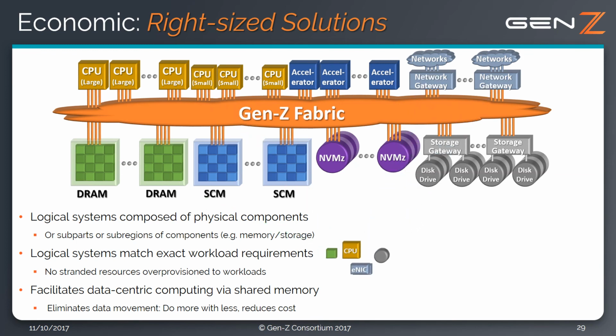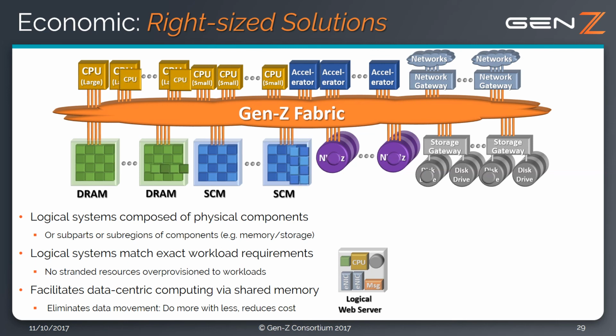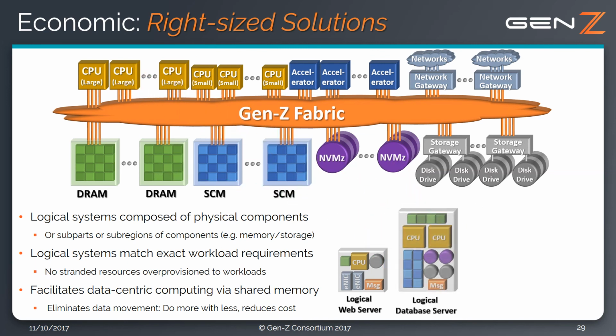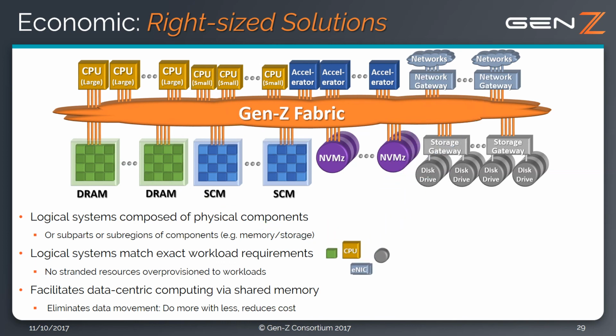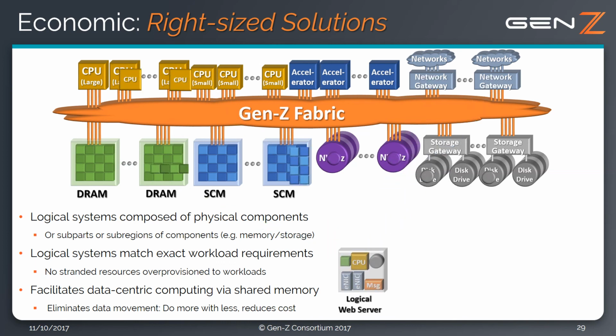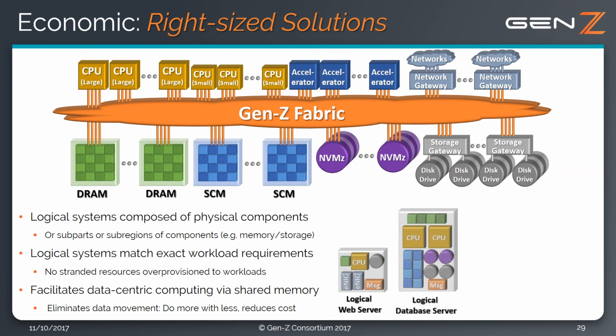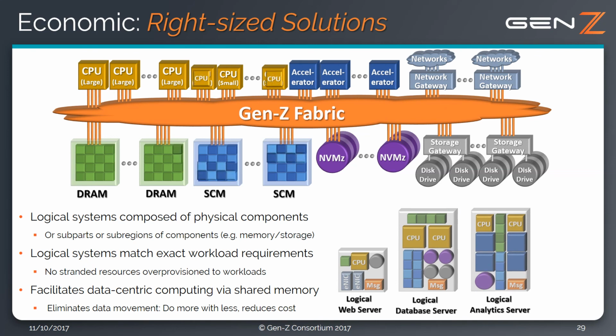Finally, Gen Z is economic in its ability to deliver right-sized solutions. What we mean by that is that Gen Z allows us to do for physical infrastructure what we've been doing with virtualized servers under hypervisors over the past decade. Now, instead of having fixed server configurations with static CPU, memory, and I/O allocations, Gen Z enables truly disaggregated infrastructure where CPUs, memory, storage, and accelerators of all types can be composed into logical systems to apply to any workload.